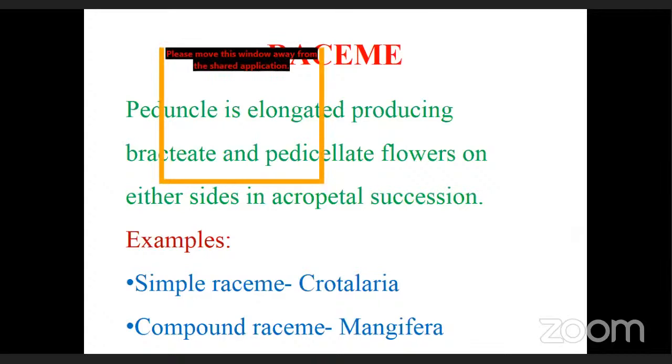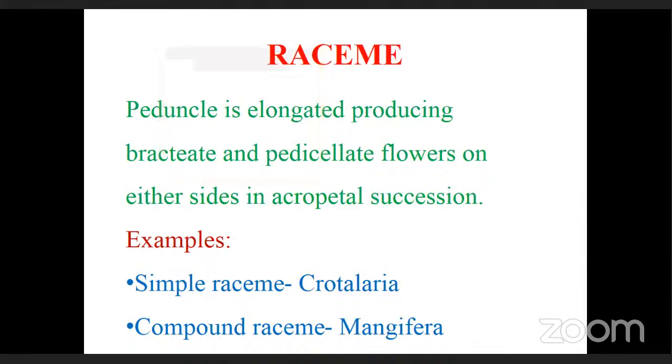So flowers with bracts are called bracteate flowers. Bracteate is not a new term. Flowers which have bracts are called bracteate, and flowers without bracts are called ebracteate. So the peduncle is elongated and produces bracteate pedicellate flowers on either side in acropetal succession; this is raceme.